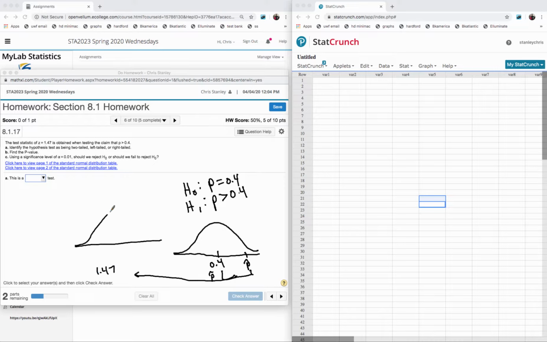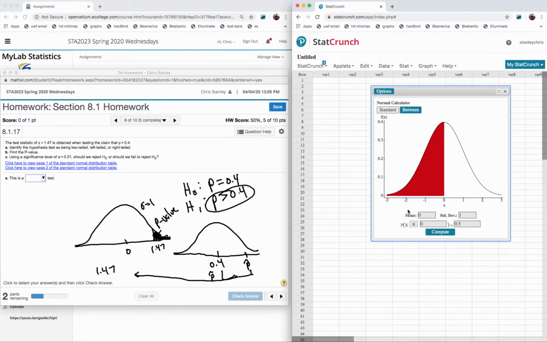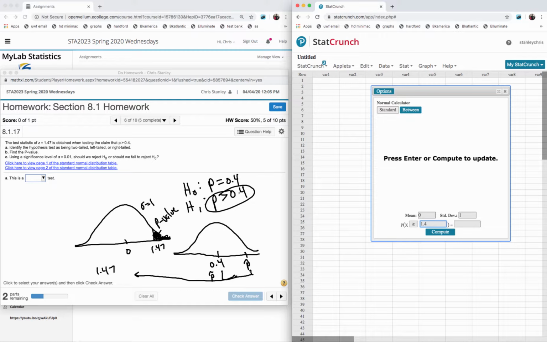This is called the p-value. And to find that, we use the normal calculator. Now I explain this all on the lesson videos also, so if you need to go back and review those, you could. So this is going to be the normal calculator. See the 0 and the 1, that means we're in z-scores, which is the z-score that they gave us. We'll change this to a greater than sign because we're on the right side, and 1.47. And here's our answer.